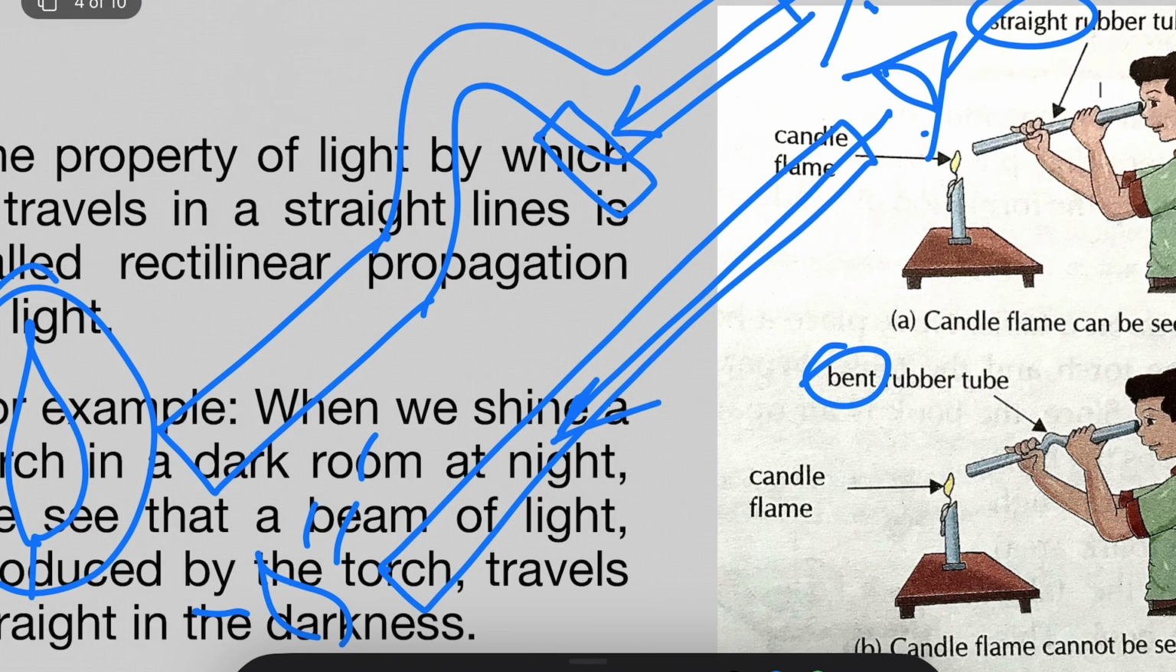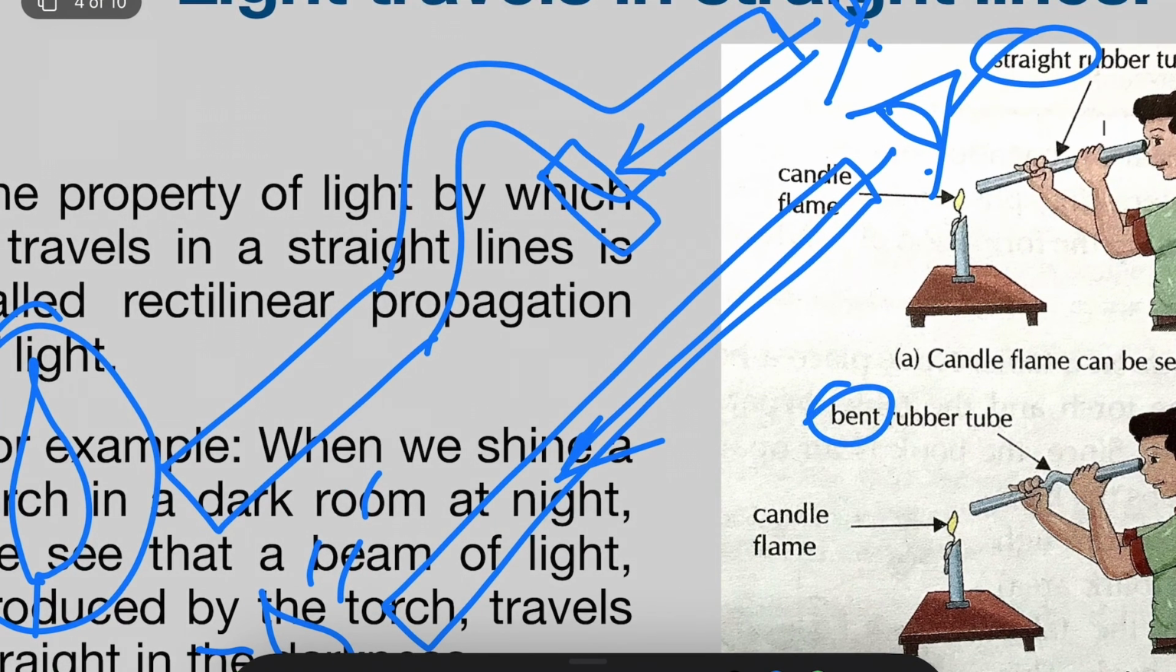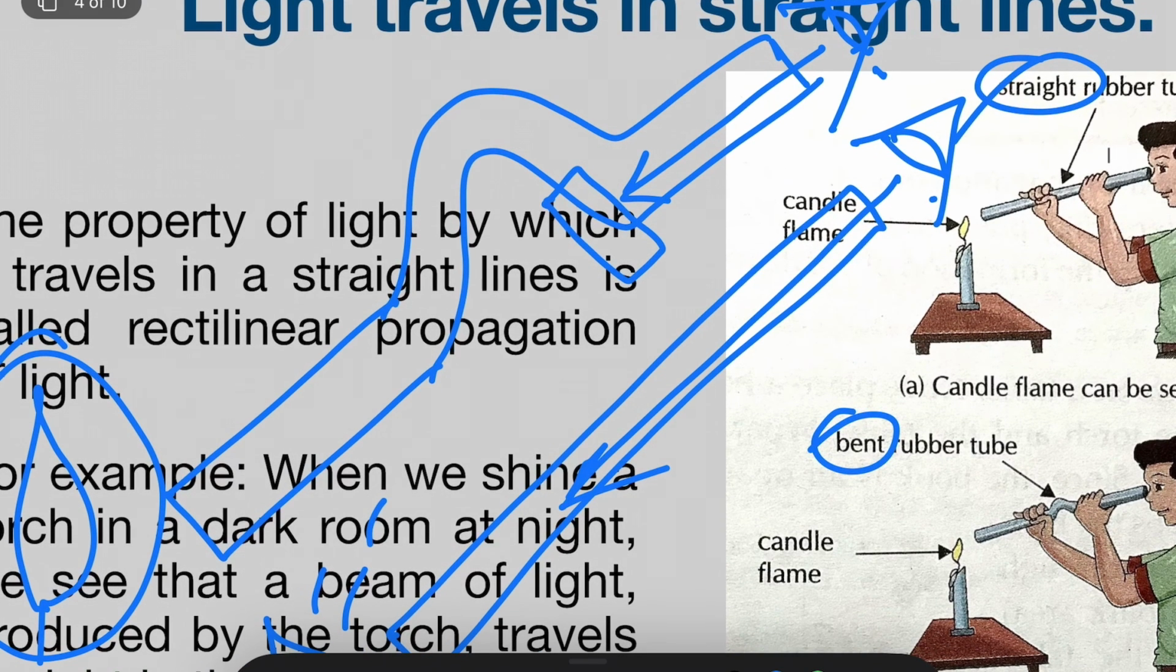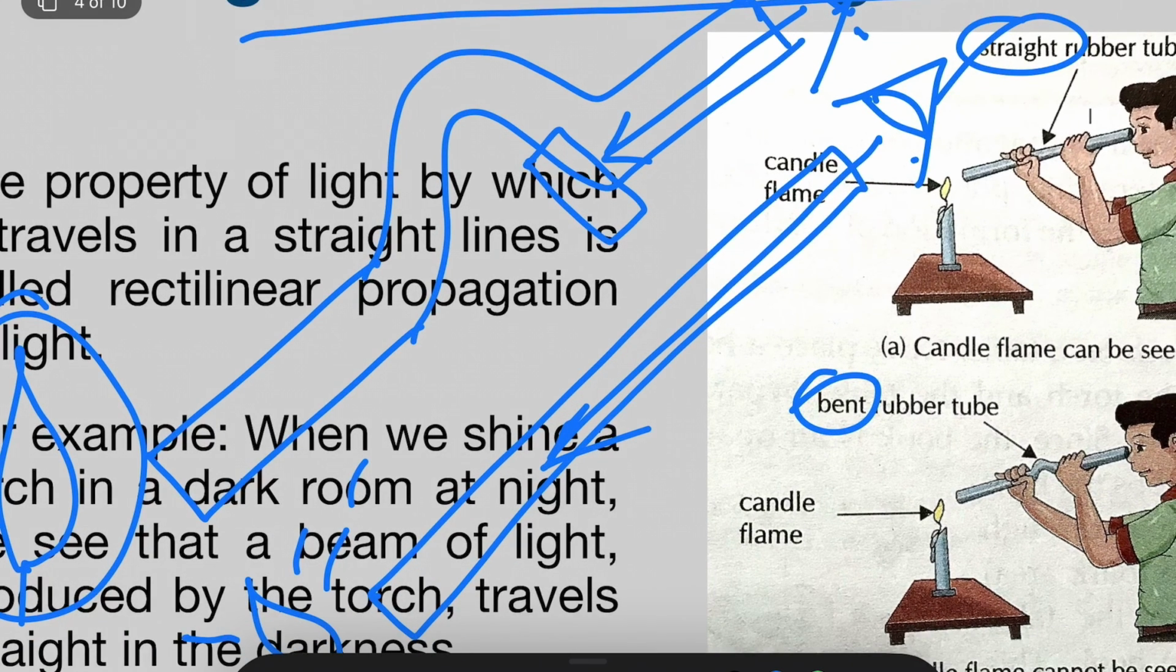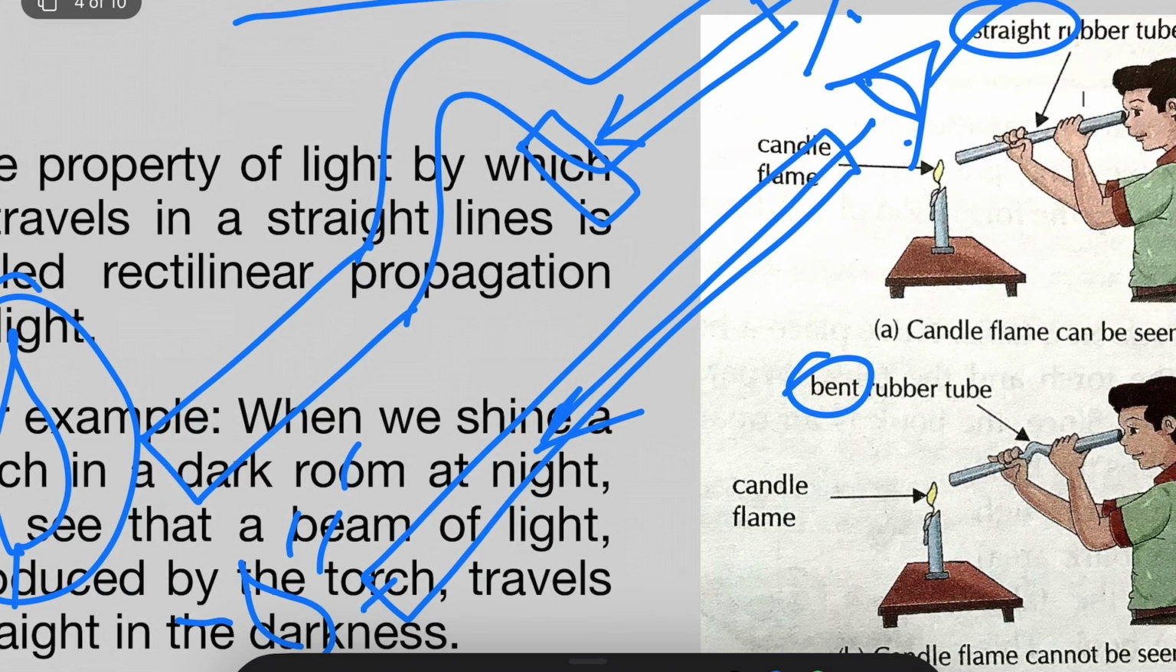So now we will try to apply the statement over here. Light travels in a straight line. At the top we can say that because light is traveling in a straight path, it is able to reach our eye and hence we are able to see this candle burning.